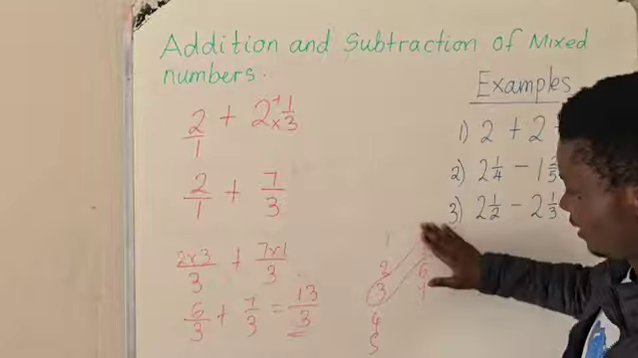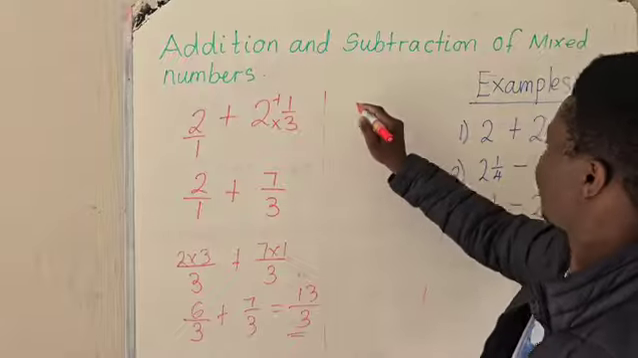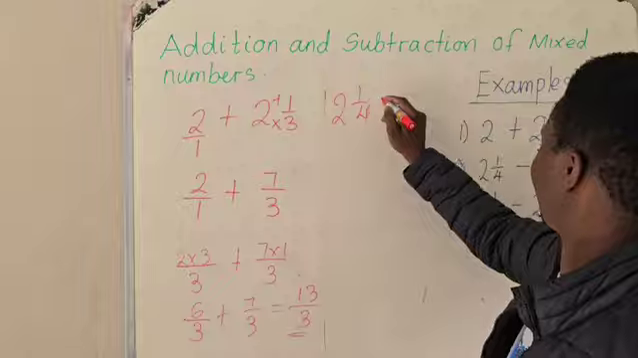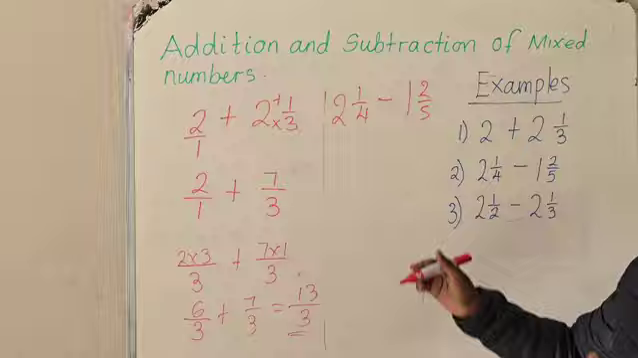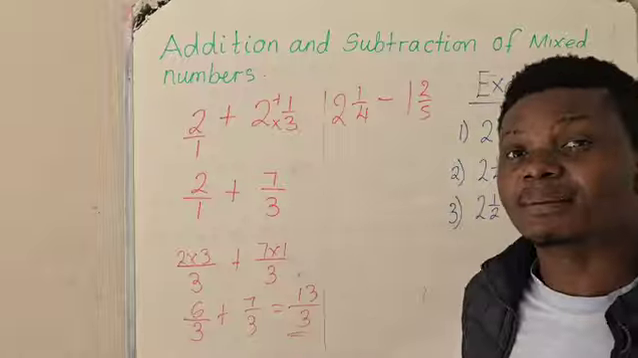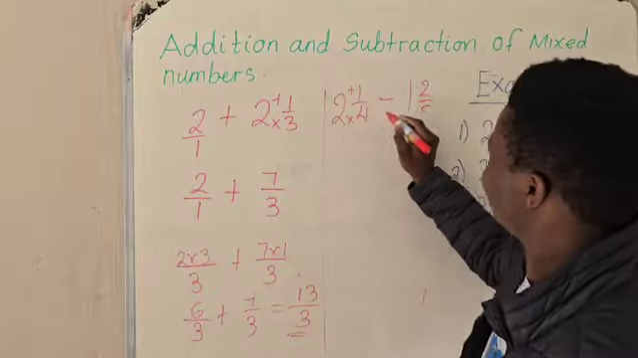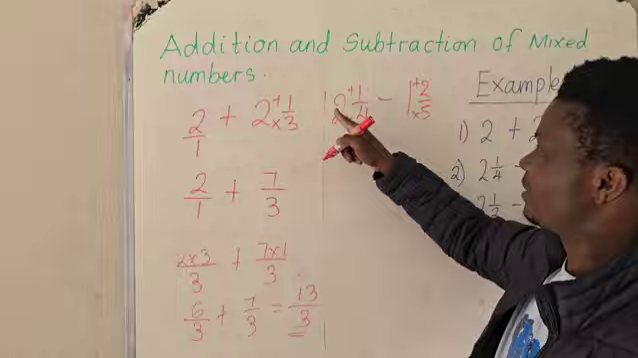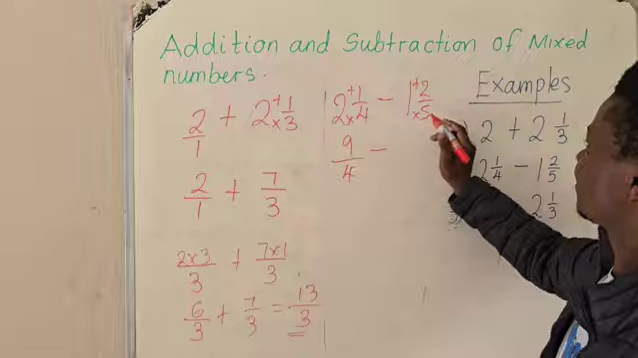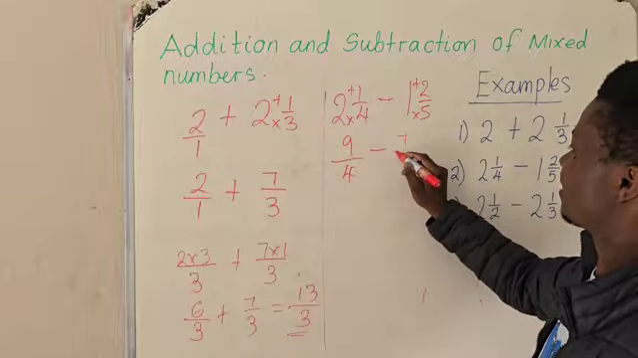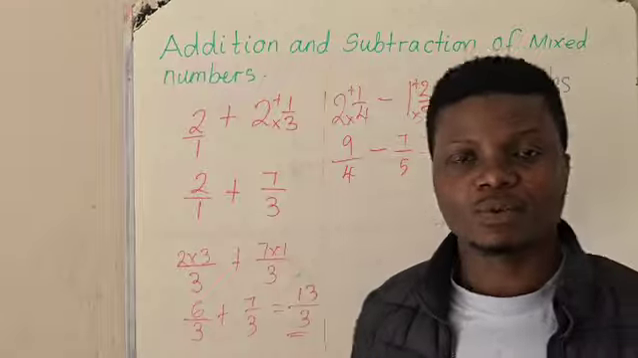Let's try the second one. The second one says 2 and 1 over 4 minus 1 and 2 over 5. So in this case, both my fractions are mixed numbers, and we have to change them to improper fractions. How do we do that? Times, then add. Times, then add. 4 times 2 is 8 plus 1, it's 9 over denominator 4 minus 5 times 1 is 5 plus 2, that's 7 over denominator 5. And you can see that the denominators aren't the same. So what do we do?